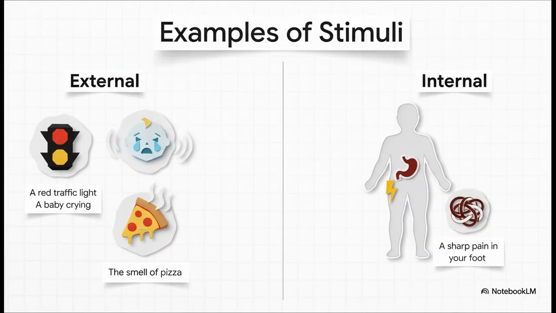Now, as you can probably see from these examples, stimuli really fall into two main buckets. They can be external, meaning they exist outside of our bodies, like a red light or the smell of pizza, but they can also be internal, things like a stomach ache or that sharp pain in your foot. Both are distinct events that our body detects and can, of course, react to.